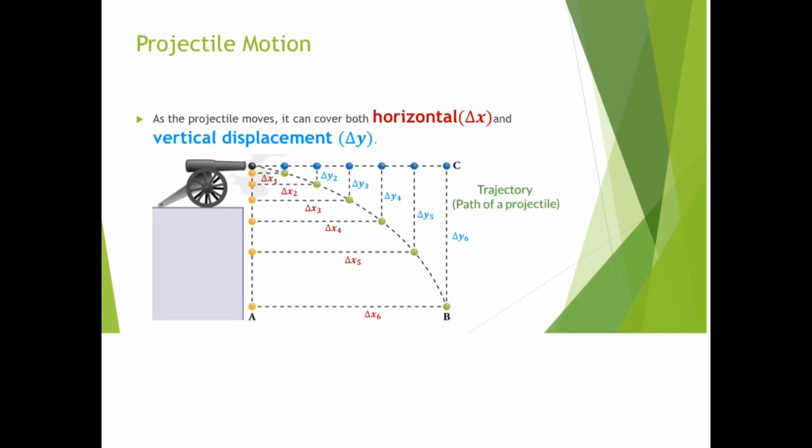Consider a cannon that is lifted to a certain height from the ground. As the cannonball is fired, it will follow the path of the green ball, which is the combination of the projectile's horizontal and vertical motion. The path of a projectile is called a trajectory. As a matter of fact, as the cannonball is falling, it is also moving forward. Hence, we say that as the projectile moves, it can cover both horizontal and vertical displacement.